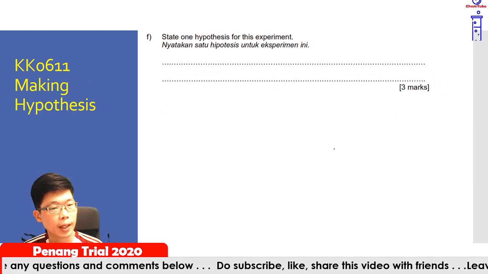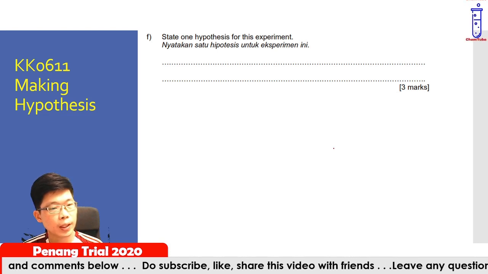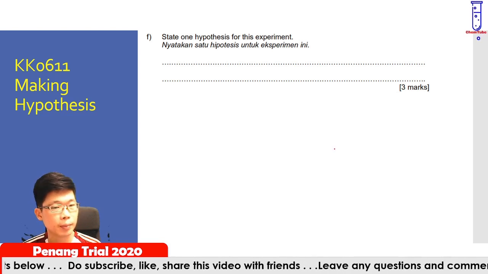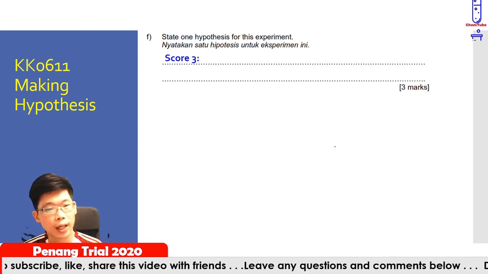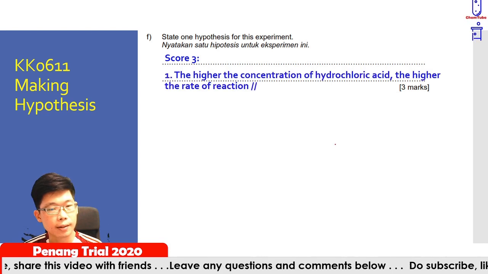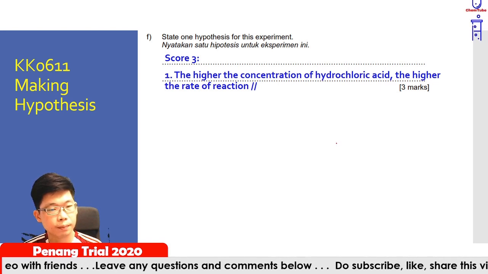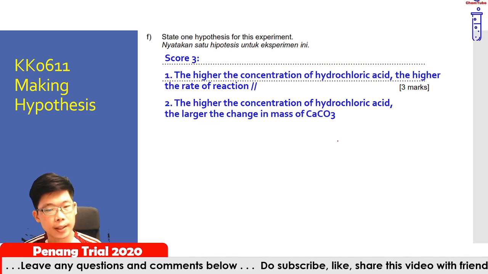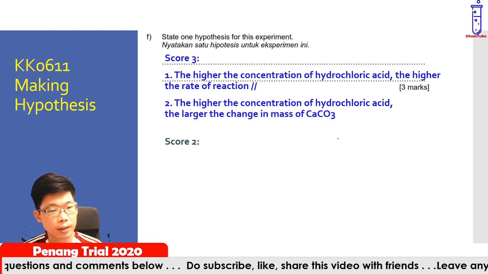So based on the variables, we can write the hypothesis. So our MV is concentration of hydrochloric acid. Responding is the rate of reaction. So we can use the MV and RV to write the correct hypothesis. So score 3, the higher the concentration of hydrochloric acid, the higher the rate of reaction. Or the higher the concentration of hydrochloric acid, the larger the change in the mass of the calcium carbonate, also accepted as score 3. How about score 2?